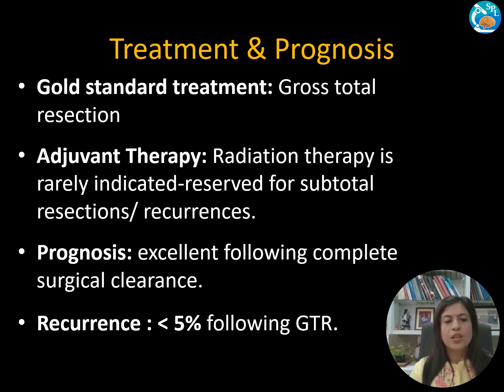Treatment and prognosis. The gold standard treatment is gross total resection and it is the definitive and curative treatment. Due to vascular nature and frequent adherence to the filum terminale or the nearby nerve roots, meticulous dissection is required. Adjuvant therapy, that is radiation therapy, is rarely indicated and is reserved for cases with subtotal resections where residual tumor cannot be safely detached from the critical nerve roots or in exceptionally rare cases of recurrence.